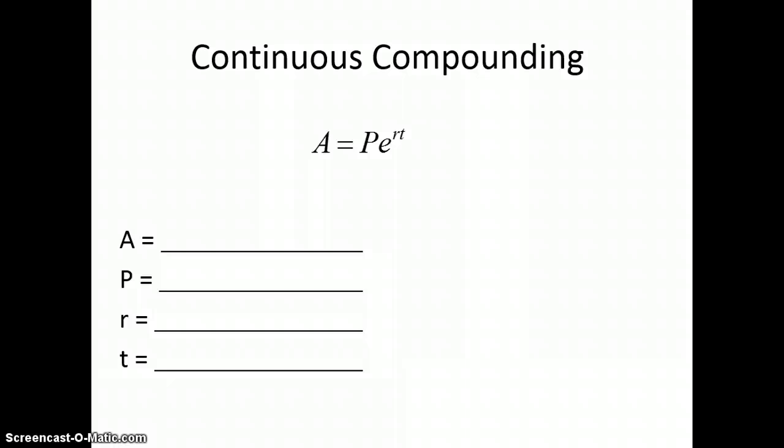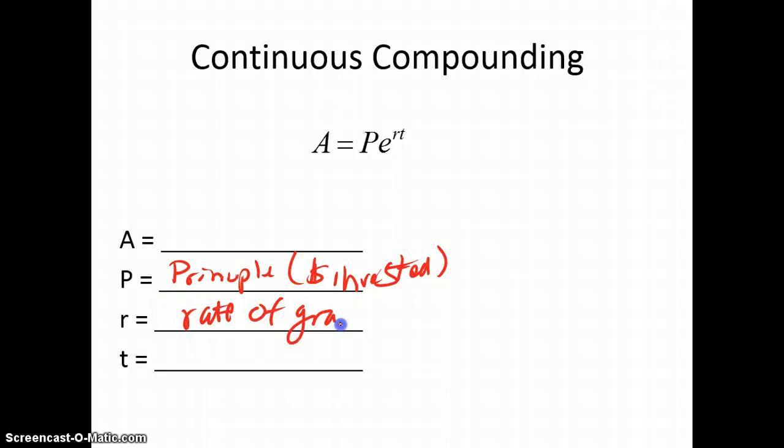And the last one we're going to look at is the continuous compounding. So P is still principal. Notice a lot of these are staying the same. We're not changing it up. And that's, again, money invested. R is your rate of growth. This could also be called the interest rate. T is time, and A is your amount that you receive.